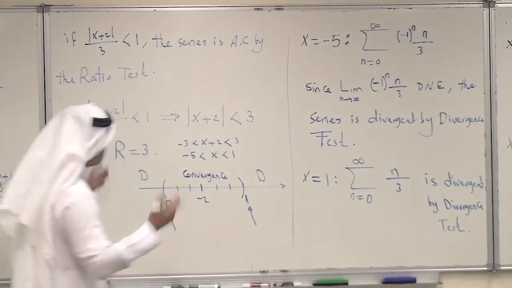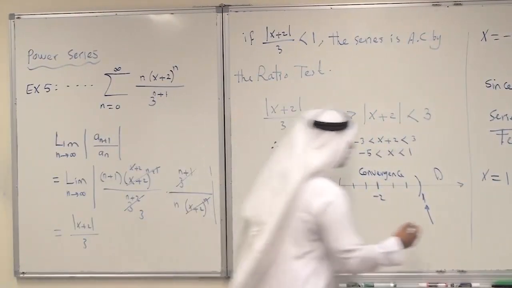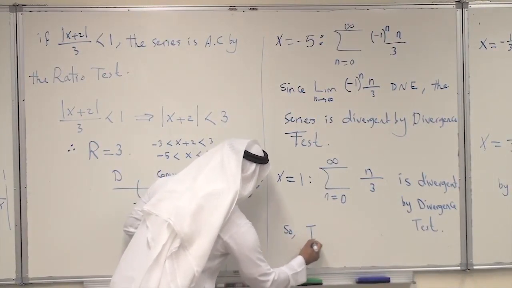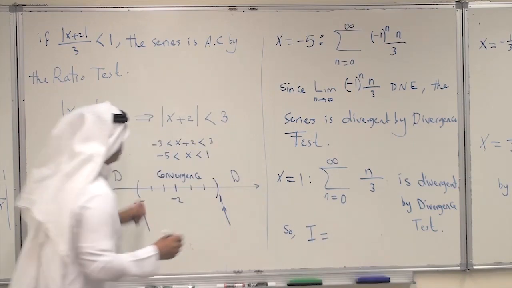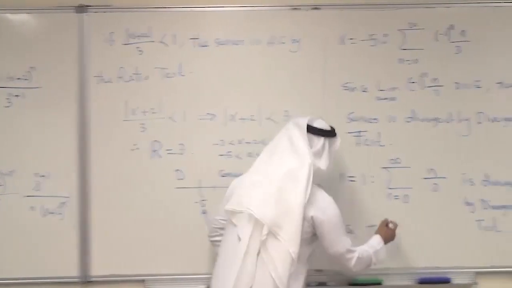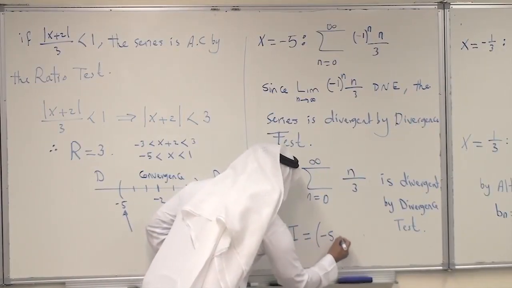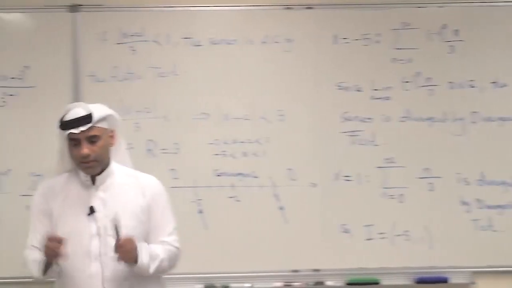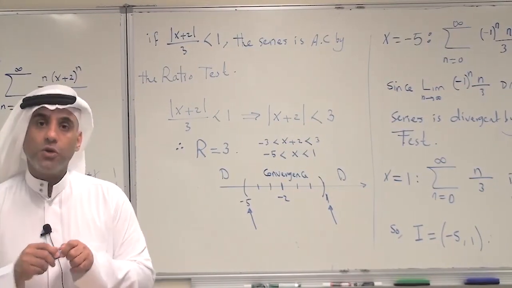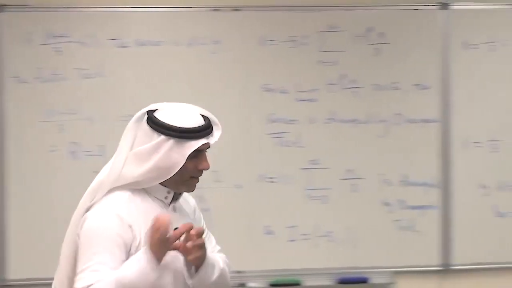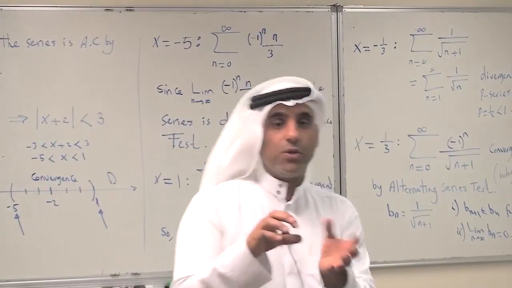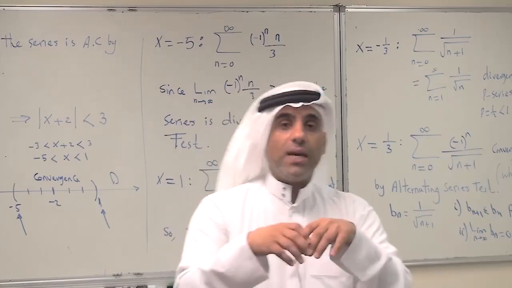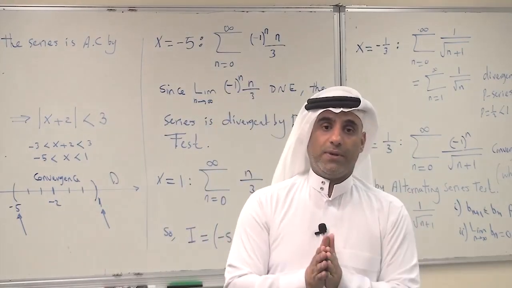So what is the conclusion then? It means the interval of convergence I is equal to what? We exclude minus 5, we exclude 1, so the interval of convergence is simply the open interval from minus 5 to 1. So this is another exercise where the 2 boundary points are excluded. We have some exercises where one endpoint is included, the other one is excluded. You may have another example where both points are included. So we say everything is possible at the boundary points.